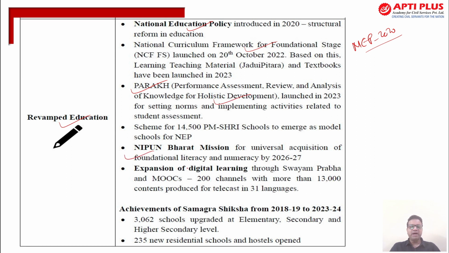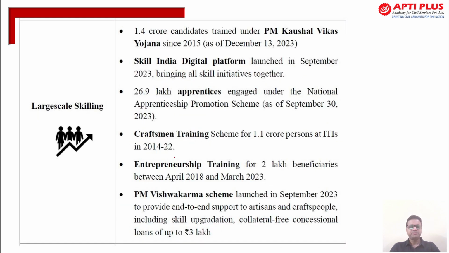उसके बाद निपुण भारत मिशन, something again very important, which calls for literacy through foundational literacy and numeracy by 2026-27, and expansion of digital learning. Now, we have seen that during COVID-19, it was pretty evident that digital learning was the only solution at that point of time. So स्वयं पोर्टल और MOOC जैसे चैनल्स के साथ भी गवर्नमेंट ने अपनी जो दायरे हैं उसको बढ़ाया. Achievement for the समग्र शिक्षा, इसके कुछ डेटाज हैं. This will definitely help you in the mains examination.